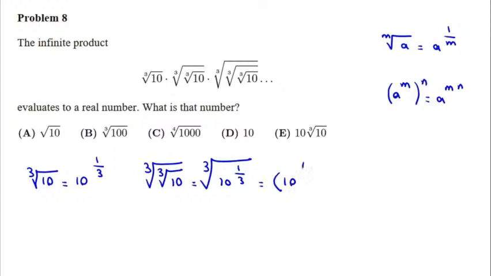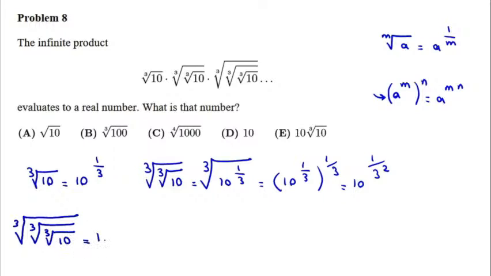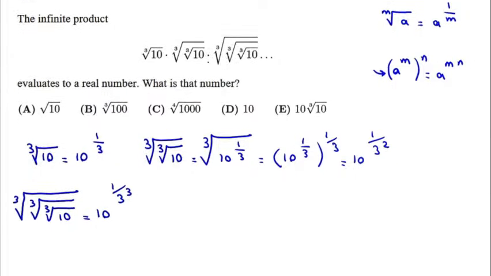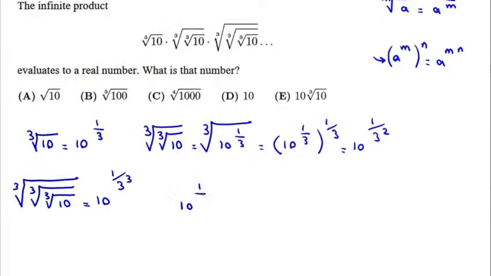Again, if I apply it, it will be 10 to the power of 1 over 3 to the power of 1 over 3. If I use this, it will be 10 to the power of 1 over 3 squared. We multiply. Again, if you calculate the cube root of 10, similarly, it will be 10 to the power of 1 over 3 cubed. Because we take the product of them, let's call this one, for example, T. T is equal to 10 to the power of 1 over 3 times 10 to the power of 1 over 3 squared times 10 to the power of 1 over 3 cubed, and so on.